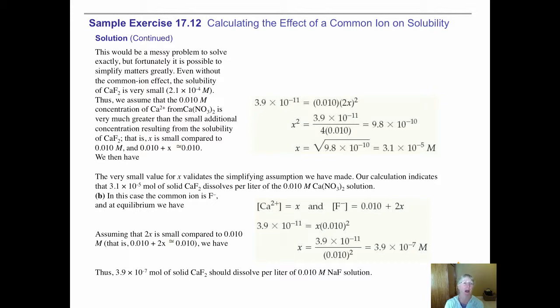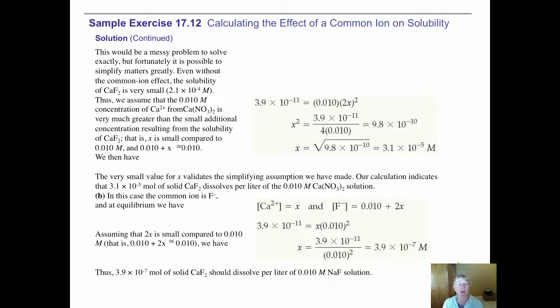How come you could make the assumption to ignore that x in this expression? Because the solubility of calcium fluoride is already really small. So when you add this 0.01 molar of calcium from the calcium nitrate, it's going to be very much greater than the solubility and the additional concentration that would come from the calcium fluoride. Essentially, you get to ignore the X.